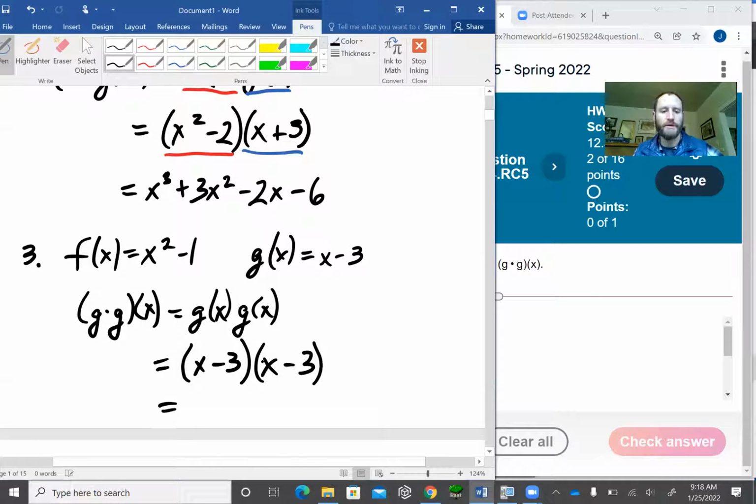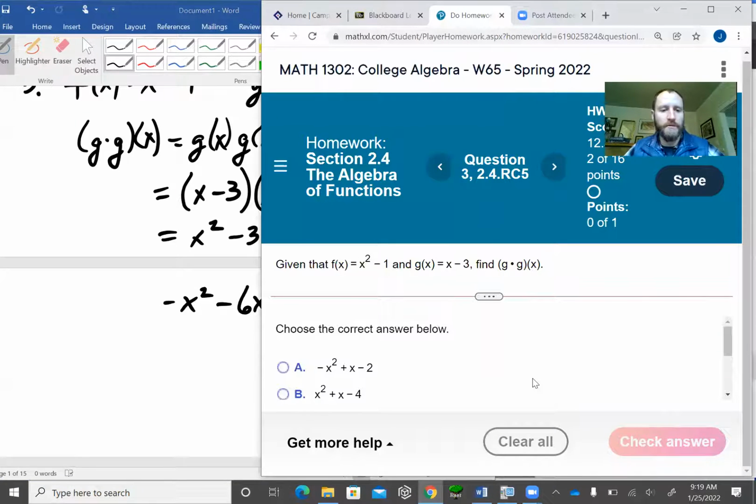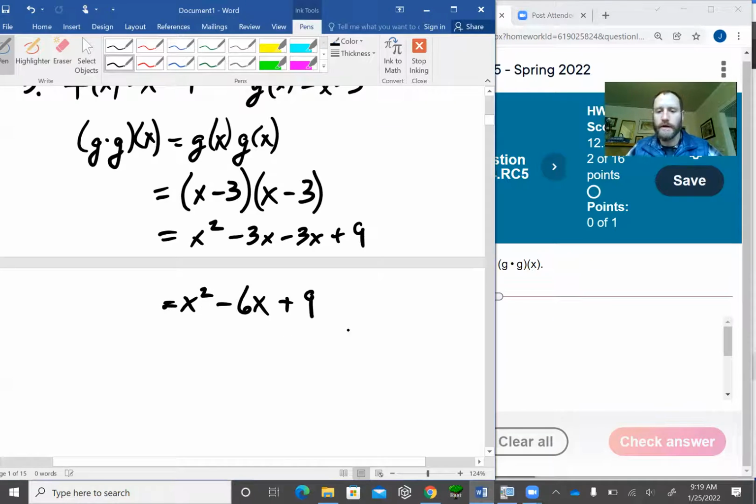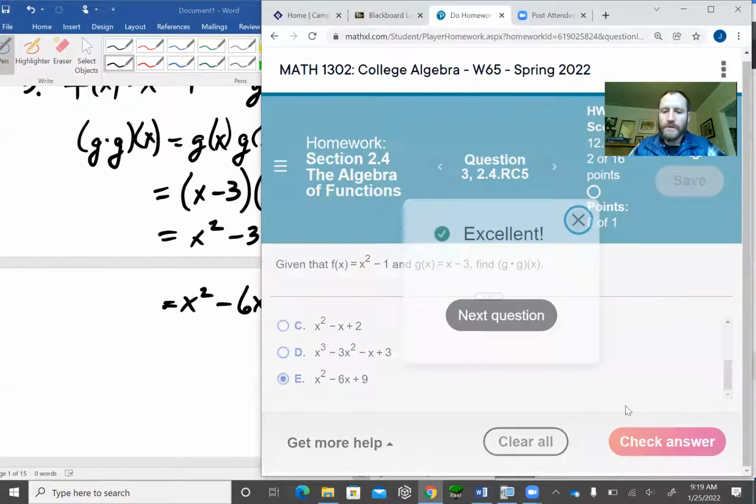And if I FOIL that out, x times x is x squared. The outer and inner terms both give me minus 3x. X times minus 3, minus 3 times x, also minus 3x. Minus 3 times minus 3 is plus 9. And now I'm going to collect that minus 3x, minus 3x, to minus 6x plus 9. There you go. So x squared minus 6x plus 9. Check my answer.